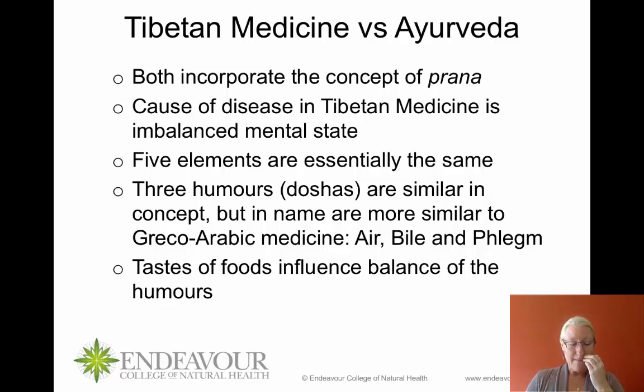So in an example of these differences, Vata in Ayurveda is made up of air and space, and Vata is calmed down by heat. So if Vata is too large, it is calmed down by heat. In Tibetan medicine, the humor of air is actually aggravated by heat. So that's a difference, it's a contrast there.